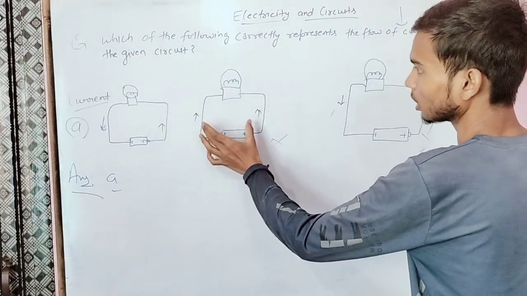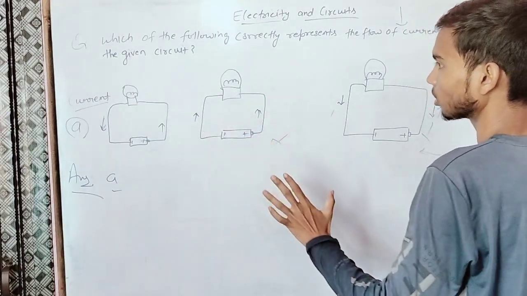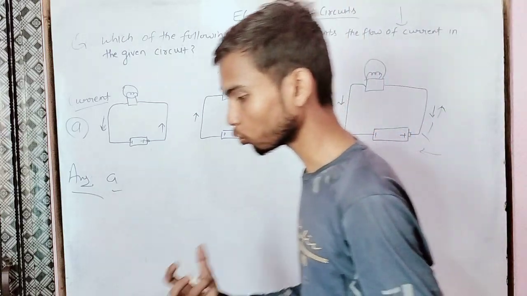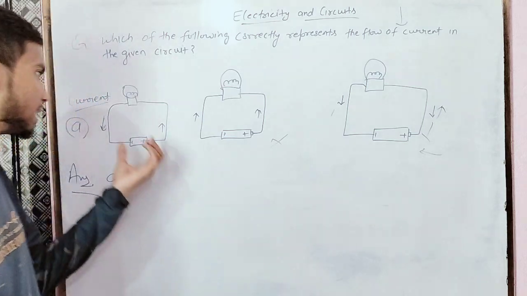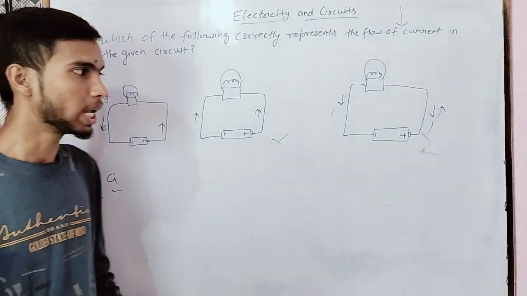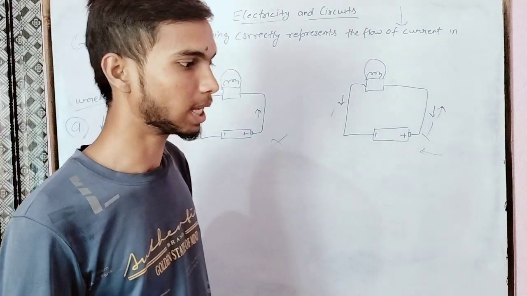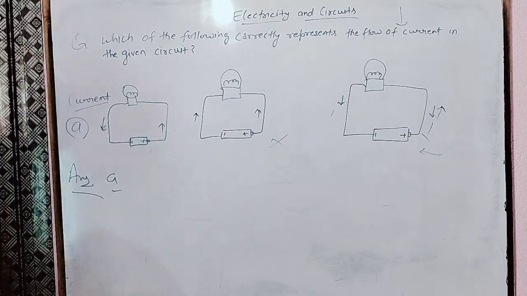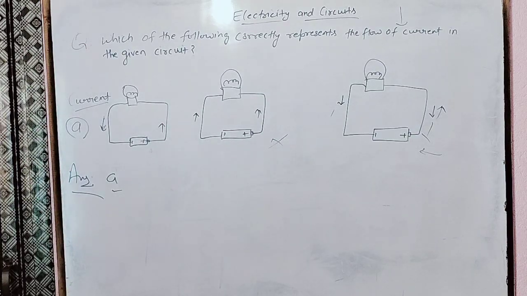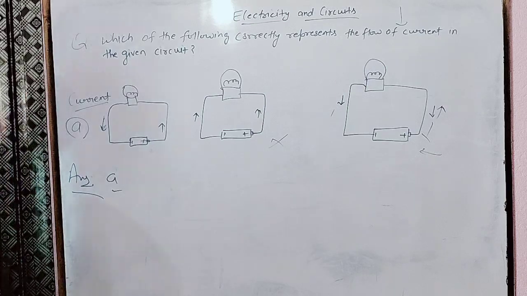So this is how current will flow. These hints will not be the flow of current. The hints of the arrow will be the flow of current in an electric circuit. Now next, which is the last.